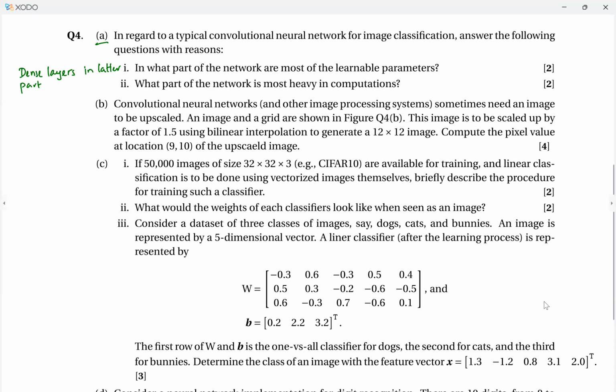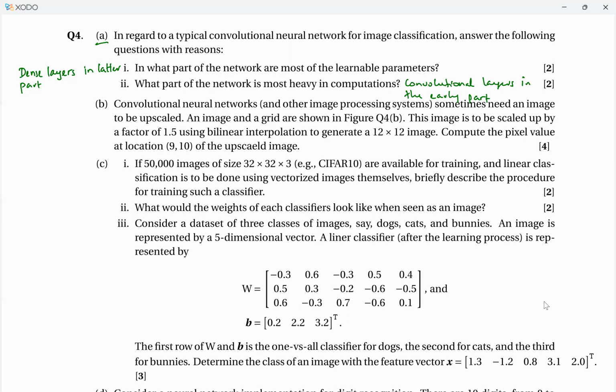For this, the answer would be convolutional layers in the early part. So when we do part 4 of the question, you will understand this more.